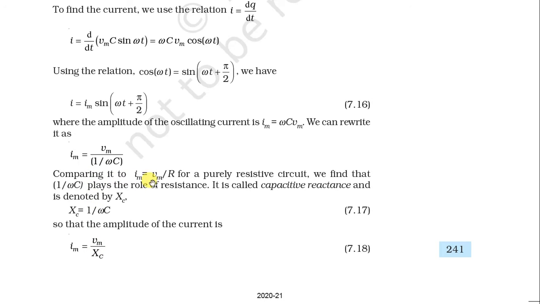Comparing to Im equal to Vm upon R for the purely resistive circuit, we find that 1 upon omega C plays the role of resistance. It is not a resistance, but it plays the role of resistance. It is called the capacitive reactance and is denoted by Xc. So Xc is equal to 1 upon omega C, so the amplitude of the current is equal to Vm upon Xc.